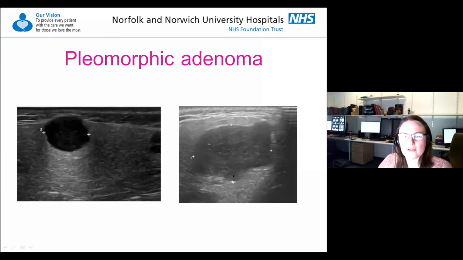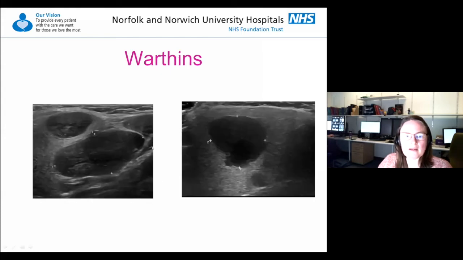And this is another pleomorphic adenoma, which has got quite a lobulated margin, slightly larger. And the next screen shows some examples of Warthin's tumours.